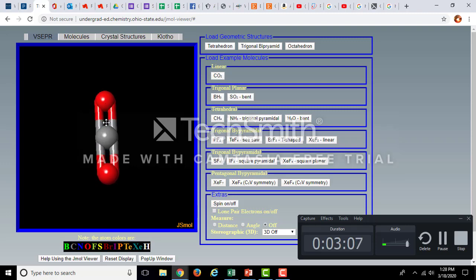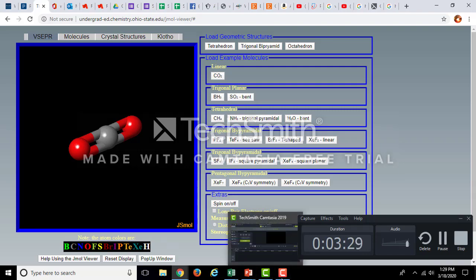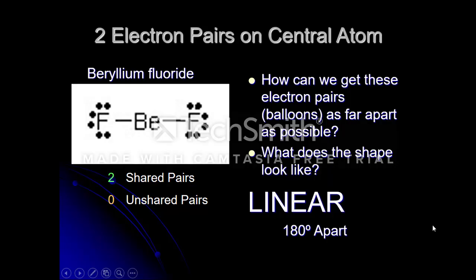So you can see with these, there's the central atom, and there are the other atoms on the end, and you can see that they actually form a line. And if you click on this and drag it around, you can play with the shape and get a 3D view of how this looks. So try to take some time and do that and see what you think about it. Okay? So let's get back to our PowerPoint.